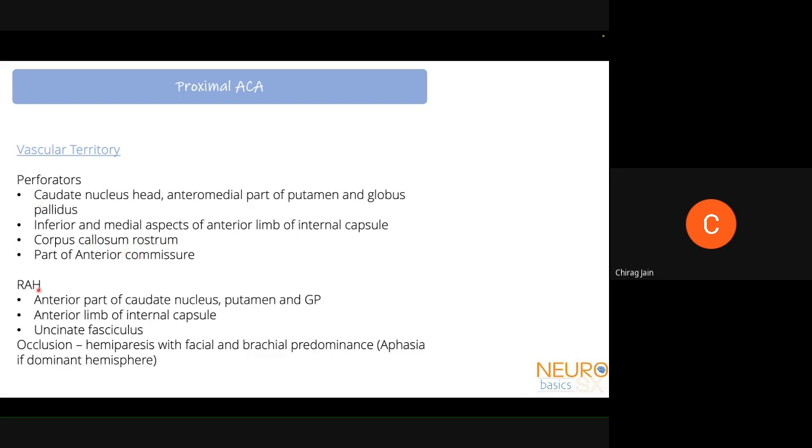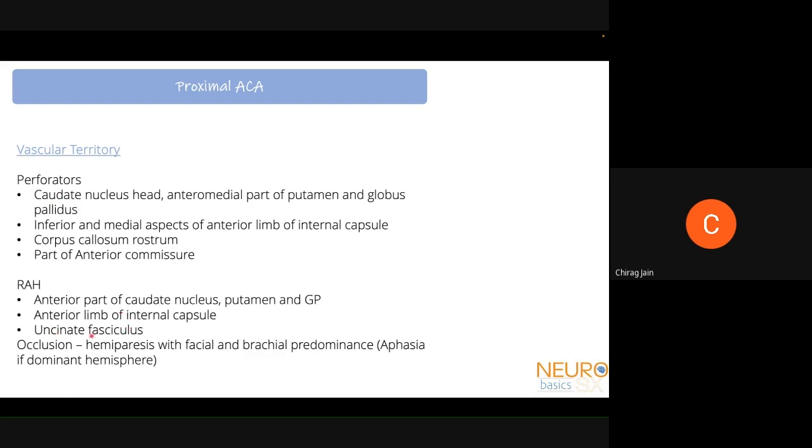The other important artery arising from the ACA is the recurrent artery of Heubner, and the vessel will supply the anterior part of the caudate nucleus, the putamen, and the globus pallidus, and the anterior limb of the internal capsule. Similar to the structures being supplied by the ACA itself, but also it supplies the uncinate fasciculus.